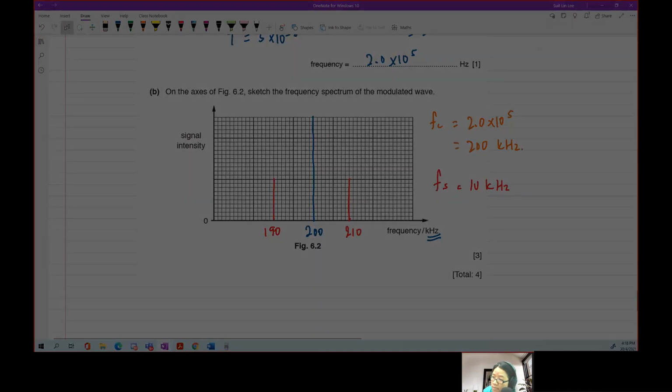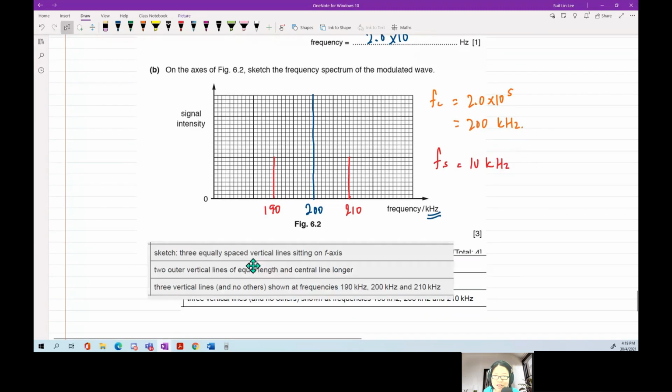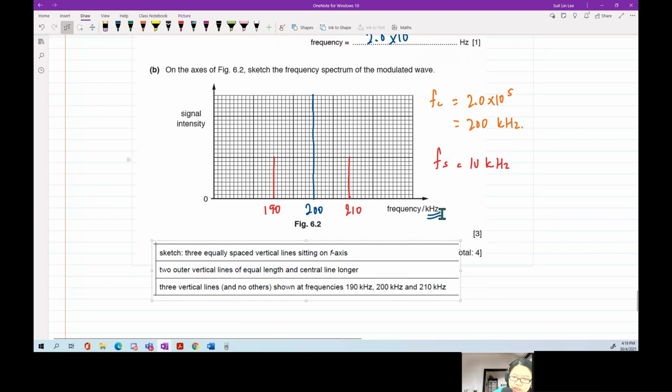I show you the mark scheme. 3 lines, get 3 marks. Very nice. 3 equally spaced vertical lines. Okay, they look equal to me. 2 outer lines are equal length. Center line is longer. 3 vertical lines and no more lines shown at 190, 200, and 210. So you don't really have to start from 0. You can start from anywhere. How close, how far doesn't matter.